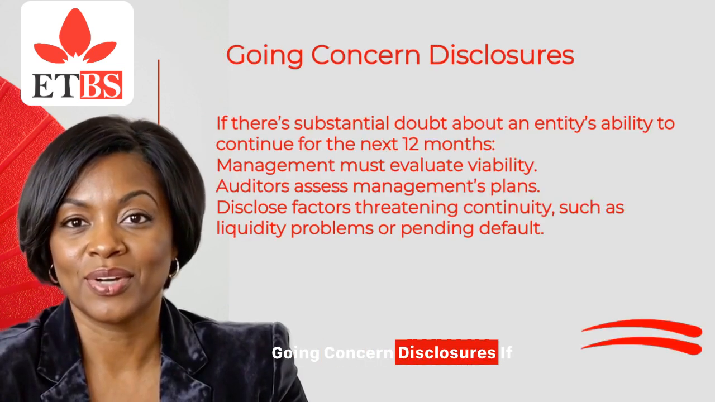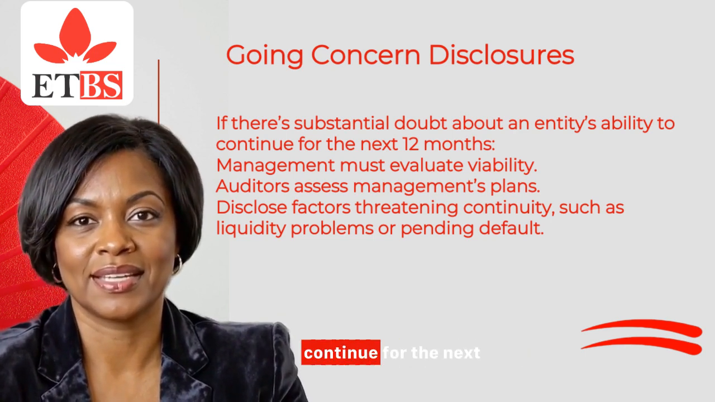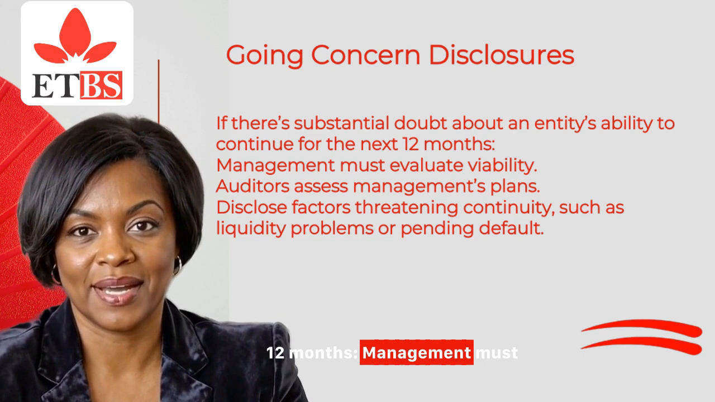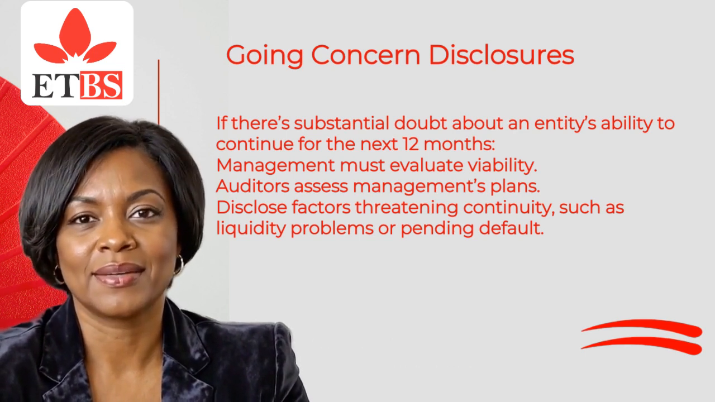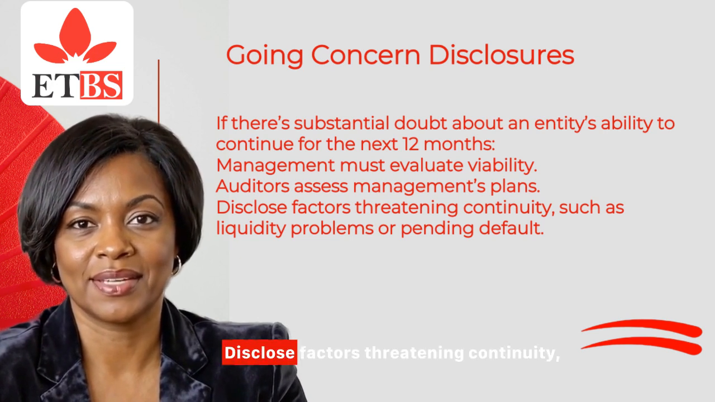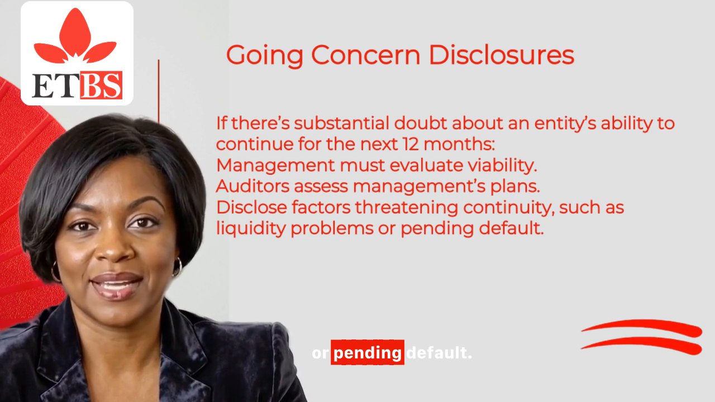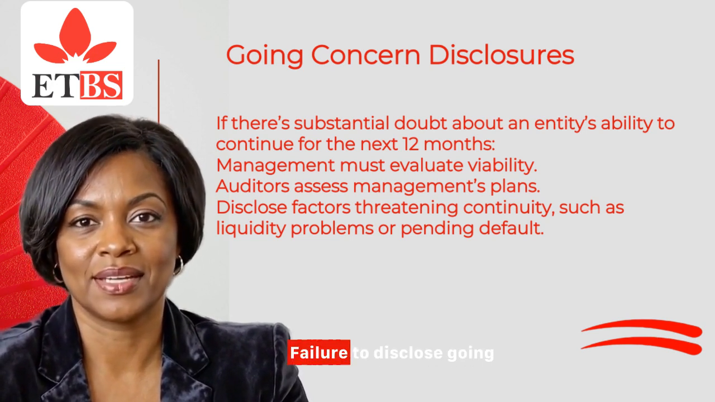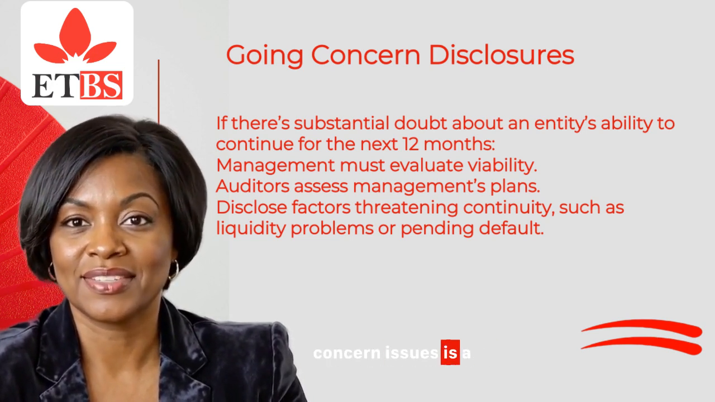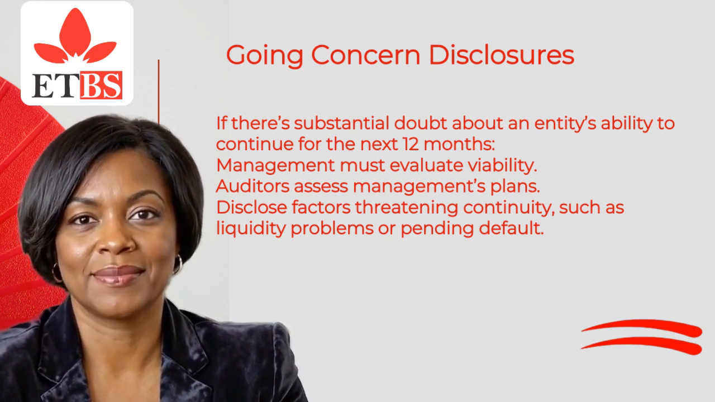Going concern disclosures. If there's substantial doubt about an entity's ability to continue for the next 12 months, management must evaluate viability. Auditors assess management's plans. Disclose factors threatening continuity, such as liquidity problems or pending default. Failure to disclose going concern issues is a severe GAAP violation and a trigger for qualified audit opinions.